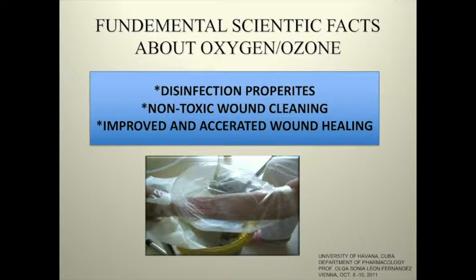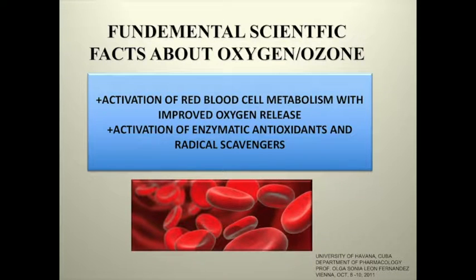With ozone, we know that it has disinfection properties and non-toxic wound healing, and as a result we can improve and accelerate wound healing itself. These are all basic scientific facts. In a deeper sense, we get activation of red blood cell metabolism and improved oxygen release. In these deeper ozone therapies, the enzyme systems that allow for carbon dioxide and oxygen exchange are accelerated, making for very easy exchange. In fact, oxygen ozone therapy has been banned by the U.S. Olympic Committee and the World Olympic Committee as blood doping, because it's so effective for accelerating healing and performance. Also, we get activation of enzymatic antioxidant radical scavengers, so your antioxidant systems become upregulated, especially in the healthy cells.